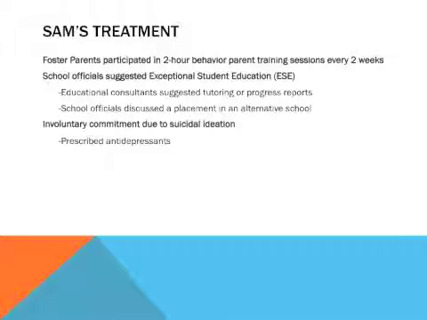And these problems led to continuous disciplinary actions by the schools, such as suspension and Saturday schooling. But before they went that route, they decided to try something else. Educational consultants suggested that Sam get after school tutoring or progress reports to see if that could help his behavior. But that wasn't really working. He wasn't showing a lot of remorse for his behavior and continued to violate the school policies. And so school officials then began to discuss a placement in an alternative school.